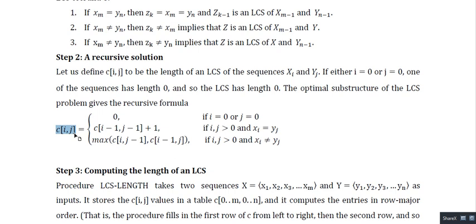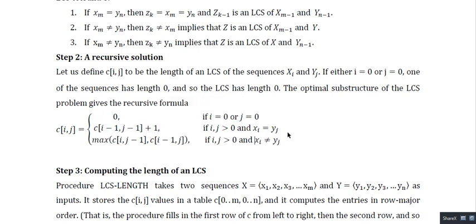So now this particular length of the longest subsequence of Xi and Yj is 0 if either i equal to 0 or j equal to 0. So what is the meaning actually? If the first sequence X is having 0 characters, meaning no character, then obviously the length of the LCS will be 0. Okay, and similarly if no character is present in the second sequence Y, then again the length of the LCS will be 0. So this is the first case, right?